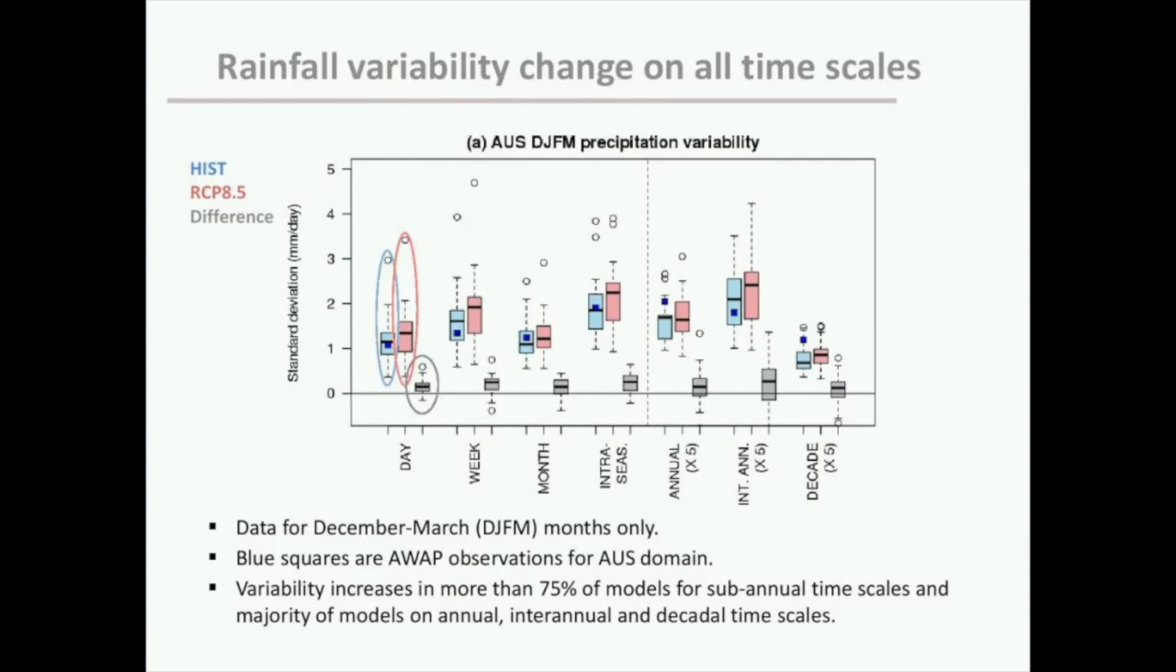But in terms of the difference between historical and our future, these are the grey box and whiskers along the bottom here. The majority of models are showing an increase in variability for each of those different time periods. For those in the sub-annual group, they're actually showing more than 75% of models. So the box is the interquartile range, and more than 75% of models are showing an increase in variability. For the annual and above timescales, it's more than 50% of models.